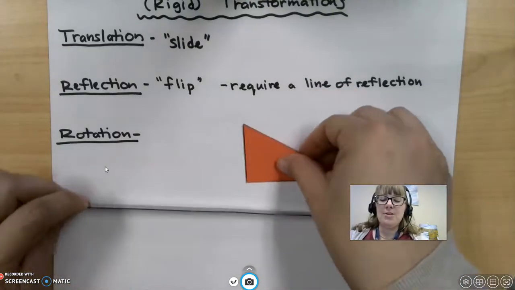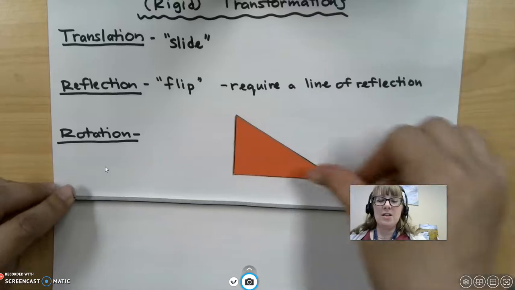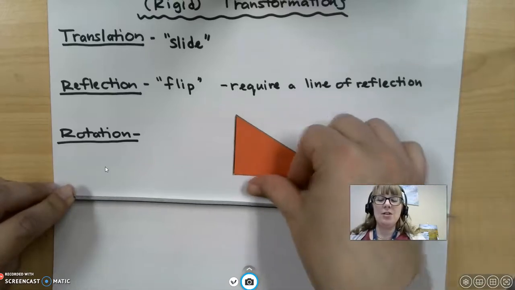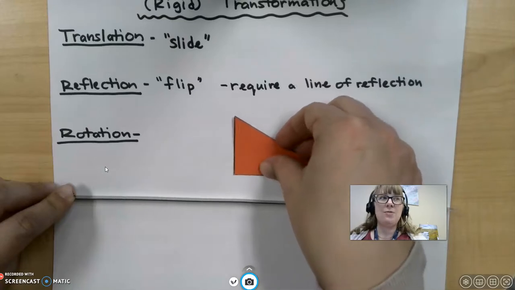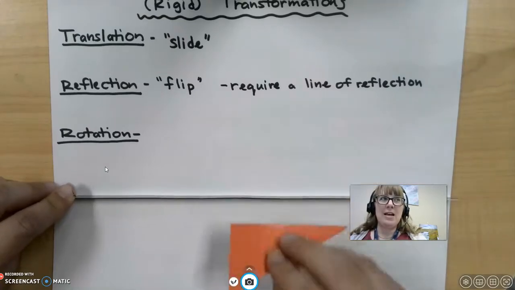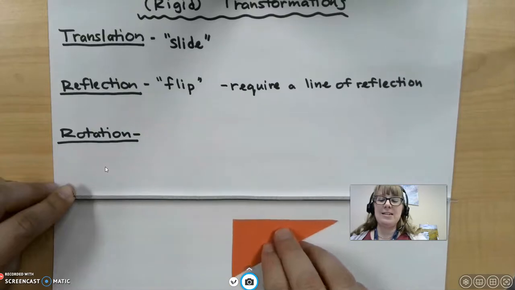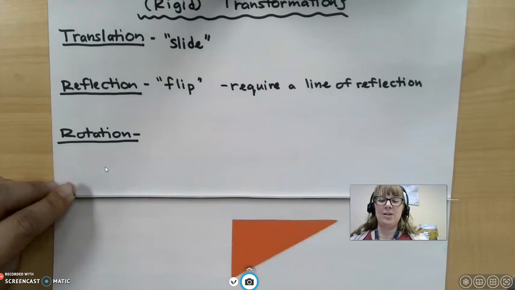So here is the image. Here's the line of reflection. Notice the distance between the triangle and that line of reflection. When I perform the reflection, it's going to flip over that line, but again, remember how far away it is. As I reflect it, it stays that same distance, but is flipped to the other side. So a reflection requires a line of reflection.